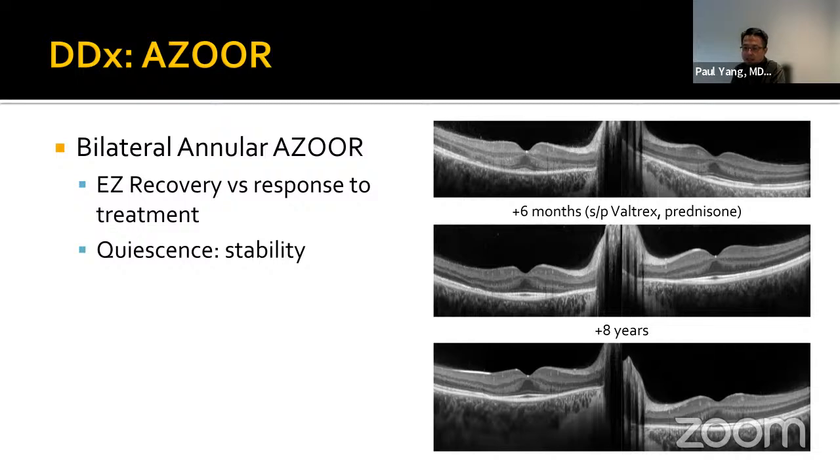So these conditions, Azor can kind of enter this quiescent phase, right? So this kind of dynamic acute change, both in the damage as well as the recovery, as well as the propensity for stability, right? That will help you differentiate between this and RP, because RP is chronic and degenerative, and it doesn't stop, it doesn't recover.